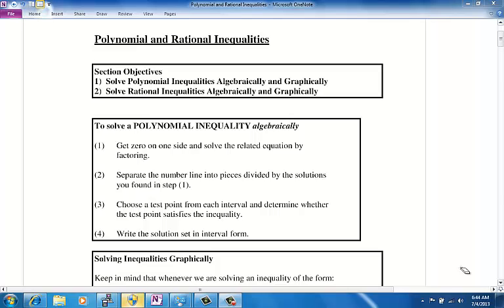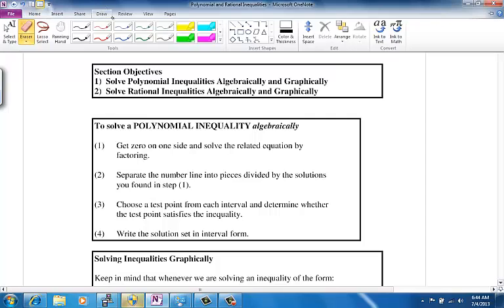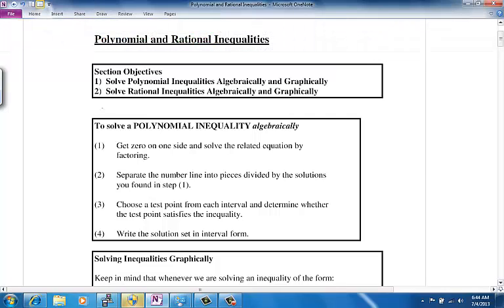In this video, our objectives are to solve two different types of inequalities. One type is polynomial inequalities, and the other is rational inequalities. And we want to try to solve them two ways, both algebraically, without using a graph, and graphically. We've recently talked about how to graph polynomial functions and rational functions, so that information will be used again here when we try to solve the inequalities graphically.